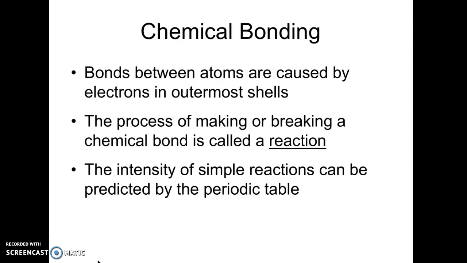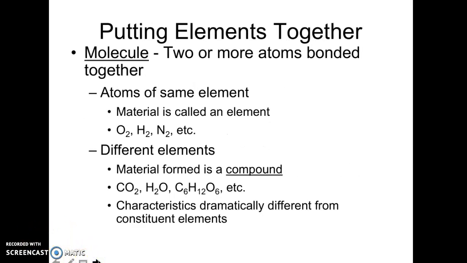So the intensity of simple reactions can be predicted by the periodic table and basically how many electrons might be in our particular atoms. So when we start putting atoms together and making them bigger, when we have 2 or more atoms that kind of react together with a bond, this is what we call a molecule. So atoms of the same elements could be a molecule. So for example, here's oxygen, O2. That's actually a molecule because we have 2 oxygen atoms.